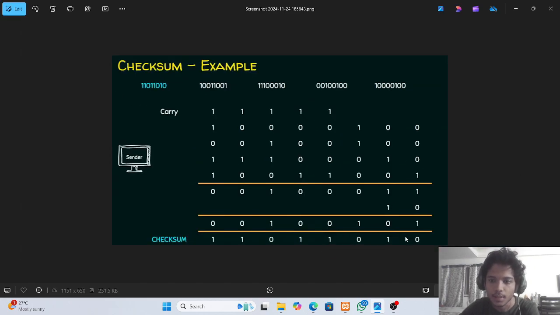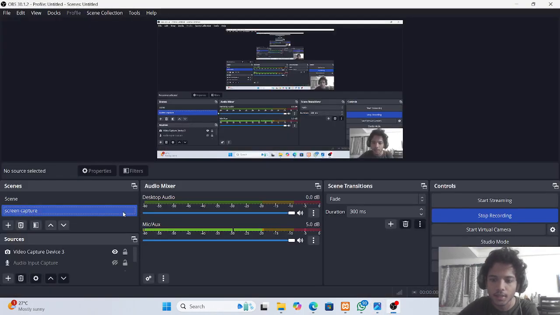After that, we take the ones complement of this. What is ones complement? If a bit is one, we make it zero, and if it is zero, we make it one, because in binary there are only two bits, one and zero. What we have is the checksum, and this checksum will be sent to the receiver, where it will be used for validation. This is all from the sender side. In the next module, we'll look into the receiver side. Thank you.